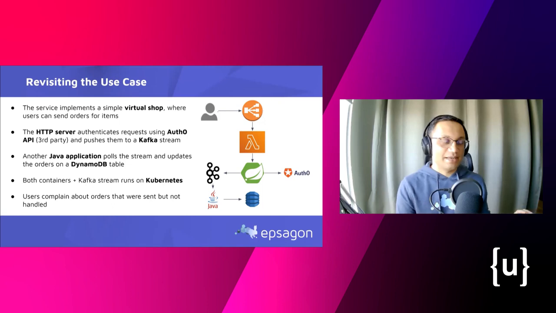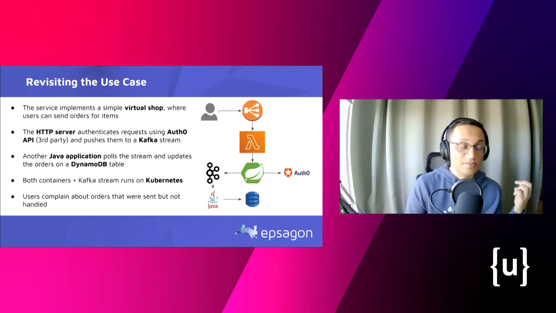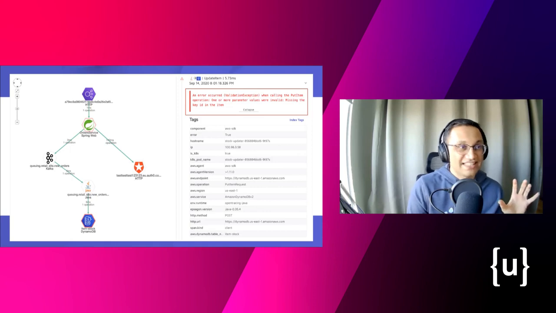So let's come back to the example that we saw before. As a reminder, the problem here was that users complain about orders that were sent but not handled. So using a distributed tracing-based solution, you can see the flow of the request through different microservices. As I had mentioned before, you can only focus on the microservices that are involved in the transaction, so you can cut down the noise.